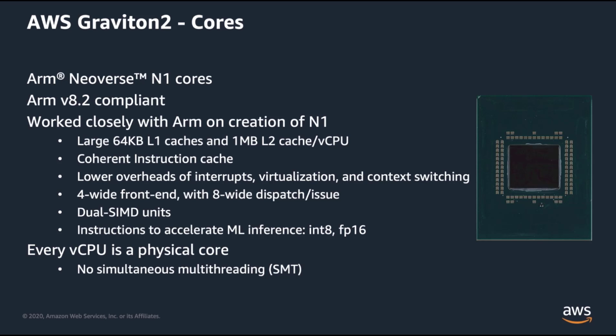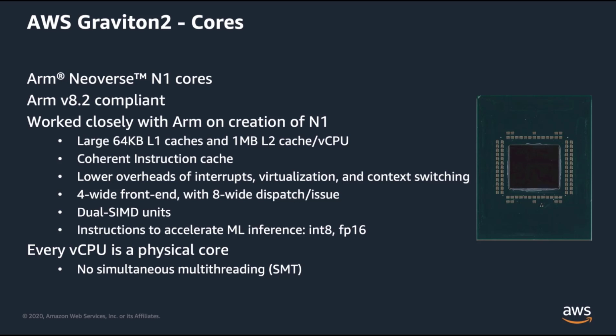So that design brings low overhead of interrupts, virtualization primitives for servers, and is doing very fast context switching, which is something you have to do on a server with hundreds of processes running at the same time. It features all the capabilities that you would find on a server processor, like dual SIMD units, and it even has instructions to accelerate ML inference like int8 or FP16.